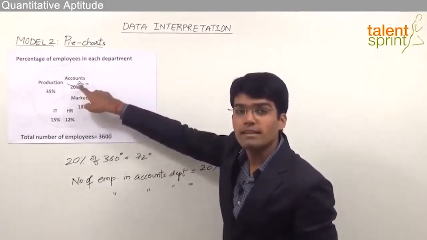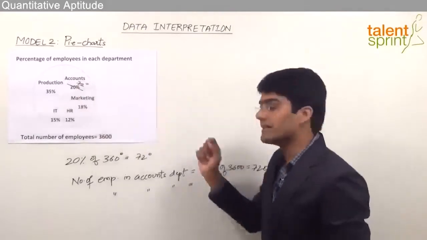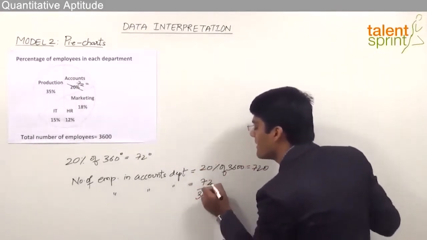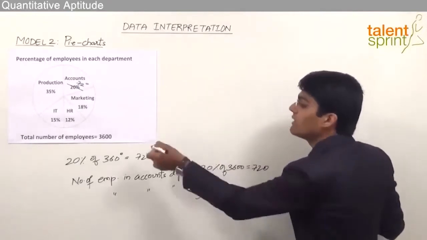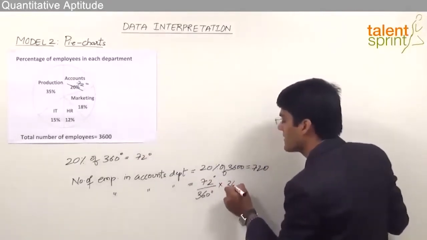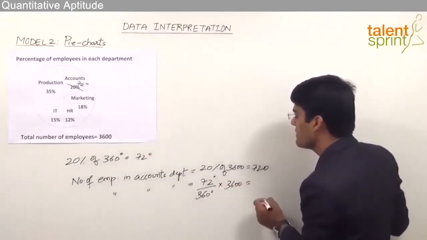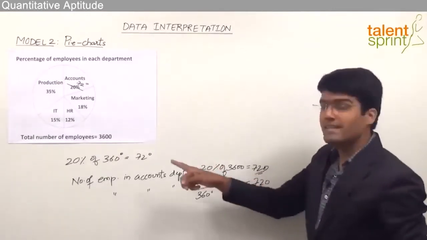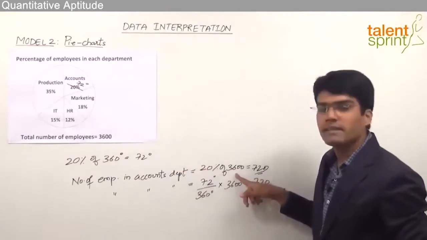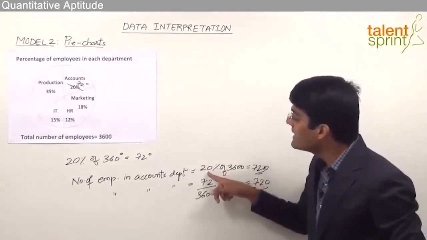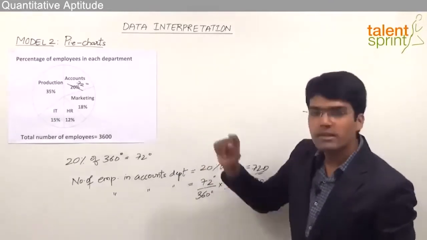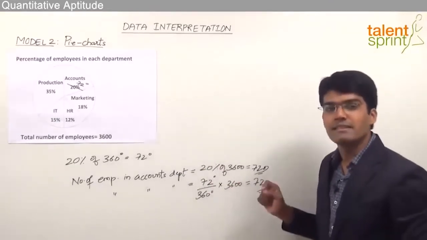Now 72 degrees out of total 360 degrees. So here it should be taken as 72 out of 360. Remember both are in degrees, into the total employees 3600. Again upon simplification we get the answer as 720 employees. So if it is in percentages, we take 20% of 3600. Understand 20% is 20 out of 100. So similarly 72 degrees is out of total 360 degrees.